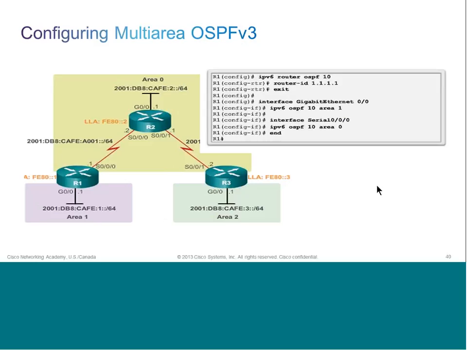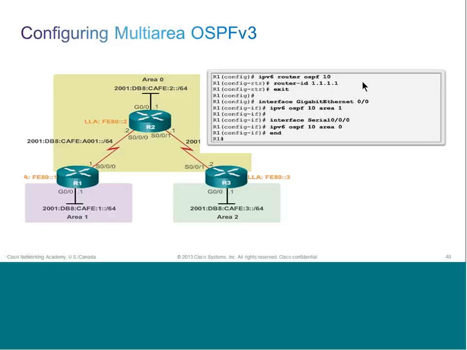Like OSPF version 2, implementing the multi-area OSPF version 3 topology is simple. There are no special commands required. A router simply becomes an area border router when it has two interfaces in different areas. So again, you're going to notice we've got two interfaces and two areas. Router 1 is assigned the router ID 1.1.1.1. You want to make note that even though this is IP version 6, this is an IP version 4 address.